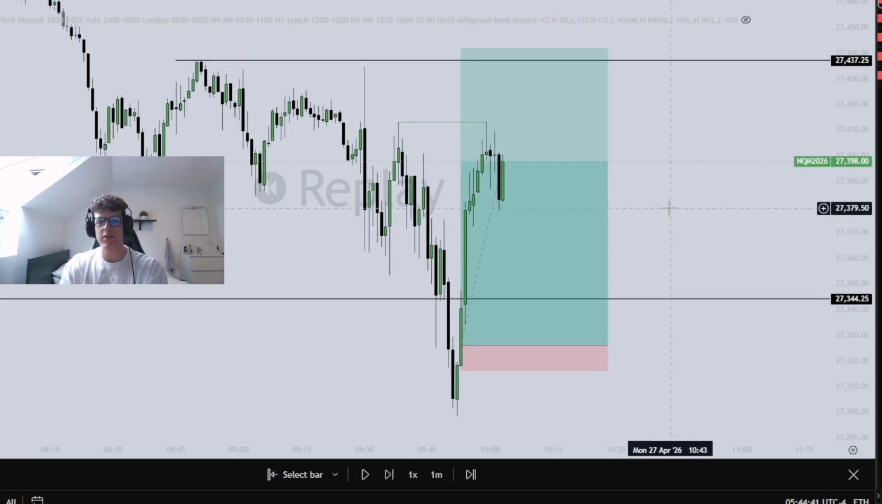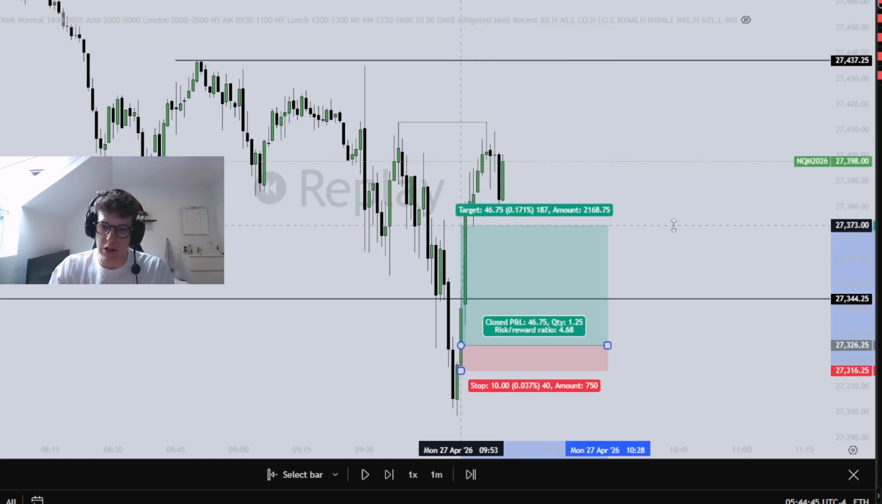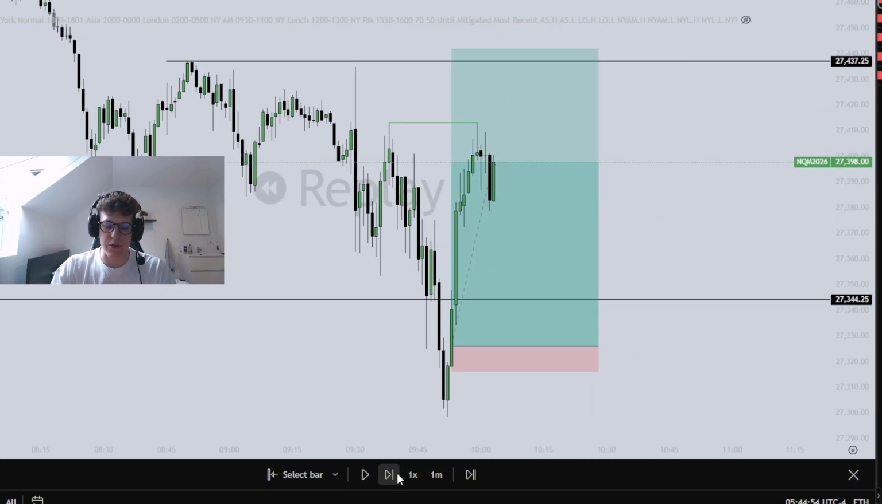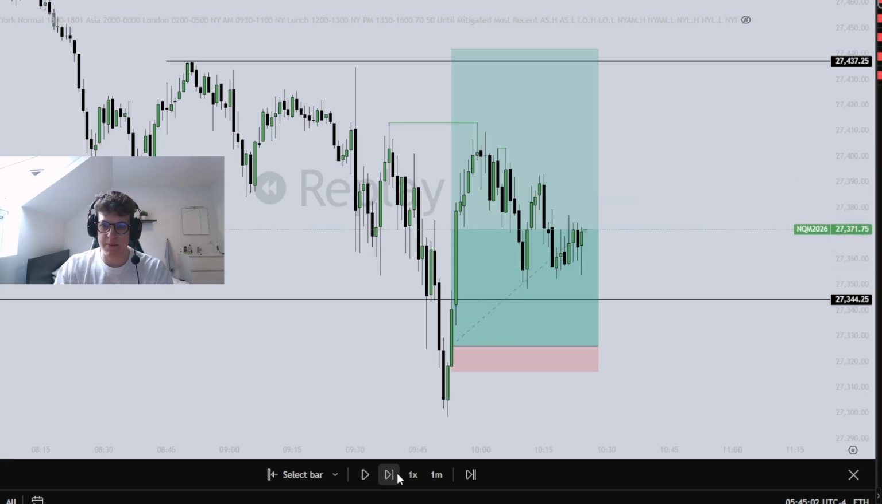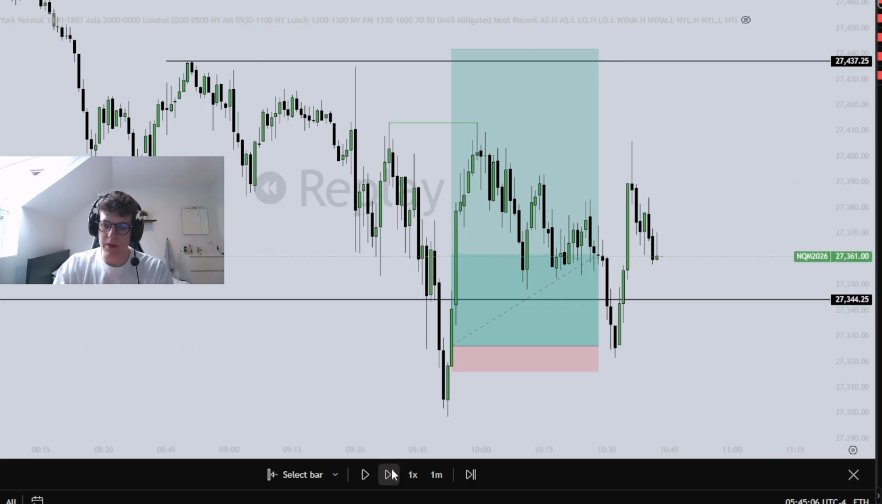I did not trail. I gotta still work on that a lot. In hindsight, I should have trailed to this low, securing myself at 4.6 R. But I don't know. I was just confident in the draw on liquidity being higher, and I wanted to go for it. That's just bad on my end, but still a good trade. We did get stopped out at break even, unfortunately. Look, bam, break even, and then we resweep that low, if I'm not stupid.